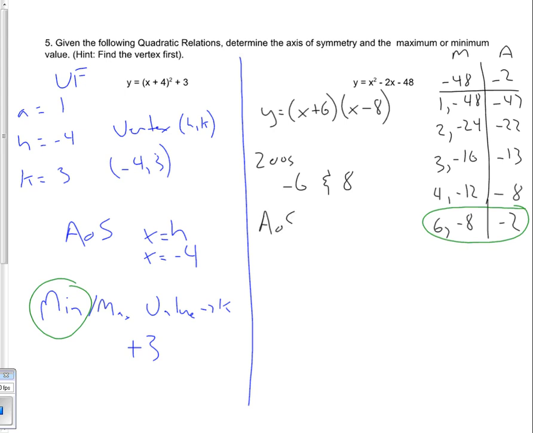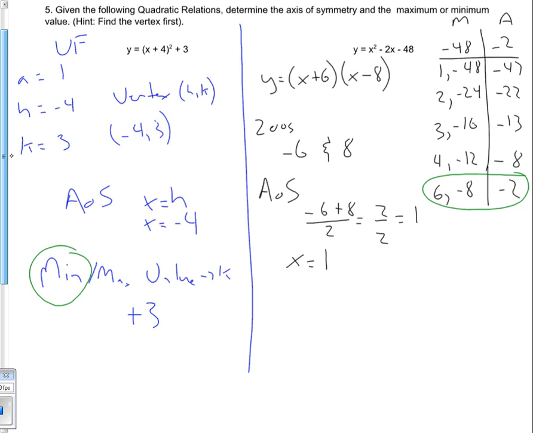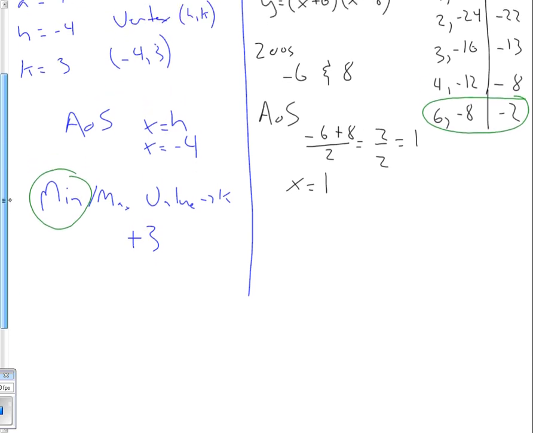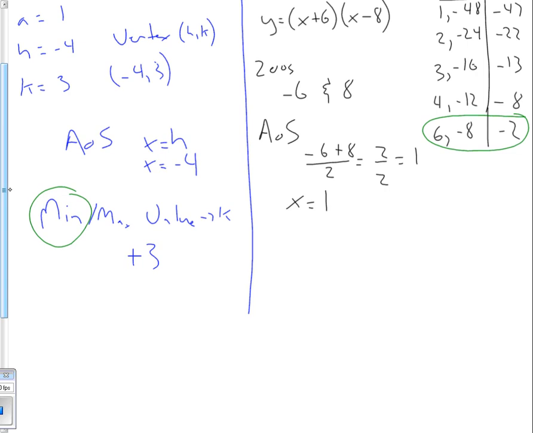So our axis of symmetry is again the average of those two things. So -6 plus 8 all divided by 2 is going to be 2 over 2, which is equal to 1. So when the x value is 1, then what I need to do is substitute x into the original, or one of the equations. So I'm going to substitute it into the factored form of the equation, which is (x + 6)(x - 8). So I'm just going to substitute my x value in, and I know that's 1.